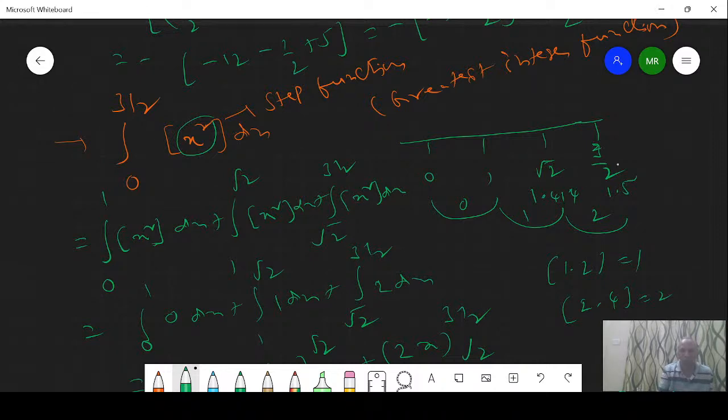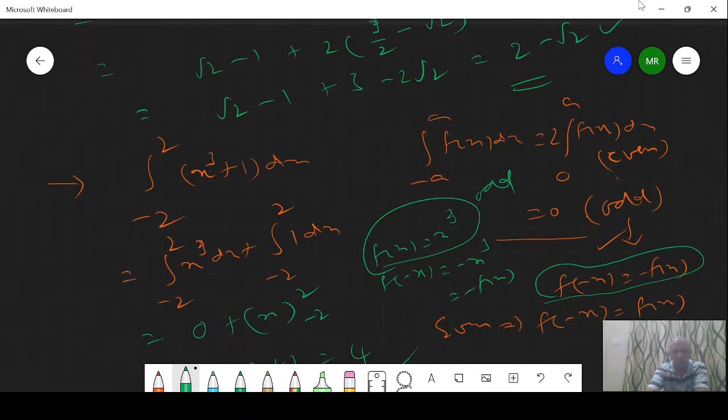Root 2 is 1.414, and 3 by 2 is 1.5. So when you take x square here, this value will become 2 point something. That's the reason you should split it at root 2, and then continue like this. So split into 0 to 1, 1 to root 2, root 2 to 3 by 2, then you should continue. As for this, I should write this.